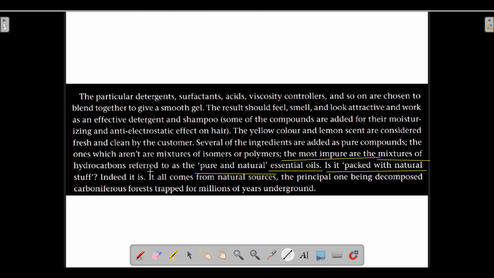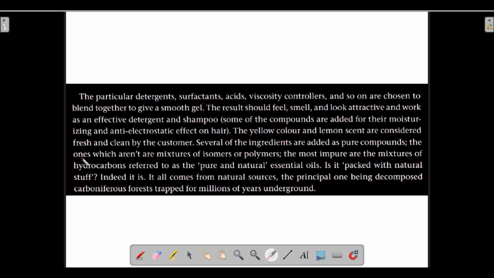Is it packed with natural stuff? The author is passing a taunt. What kind of taunt is it passing? It is passing a comment that you have said that all these things are pure, but I have already shown you, in the previous paragraph of this book, just before this lecture, one table containing the ingredients of shower gel. And when we read those ingredients, it is quite clear that they are not pure and natural substances.